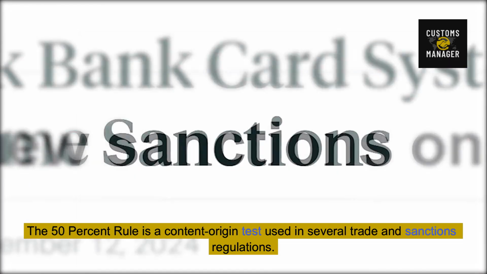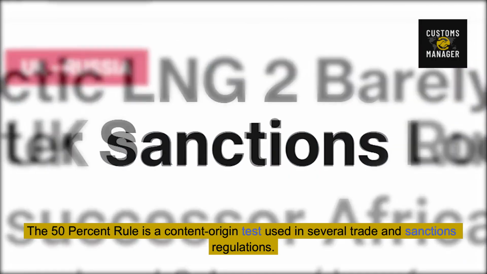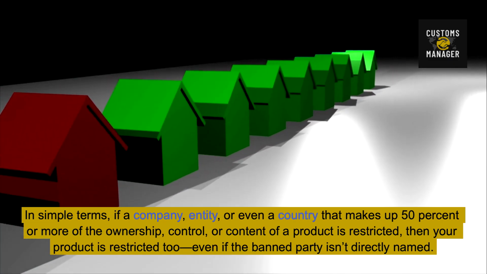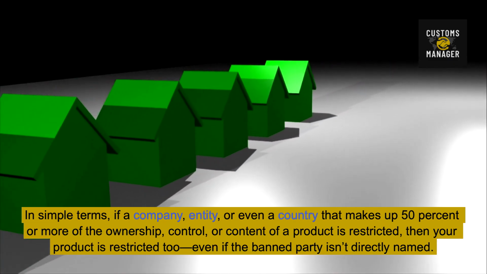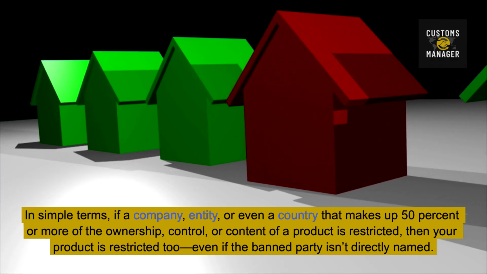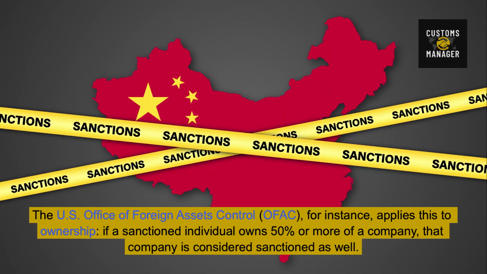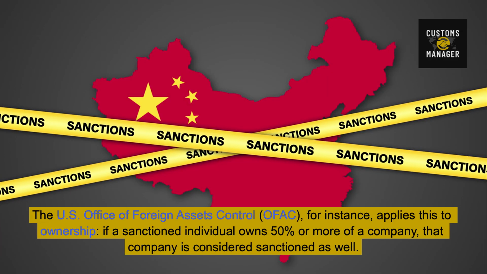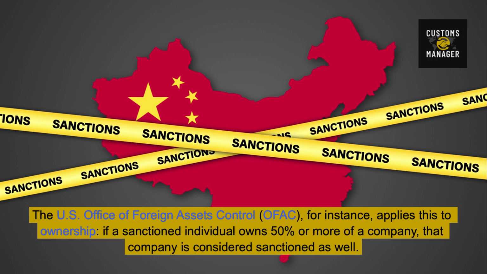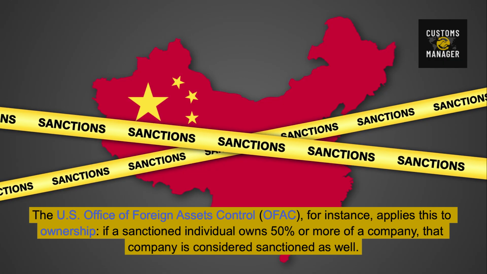The 50% rule is a content origin test used in several trade and sanctions regulations. In simple terms, if a company, entity, or even a country that makes up 50% or more of the ownership, control, or content of a product is restricted, then your product is restricted too, even if the banned party isn't directly named. The U.S. Office of Foreign Assets Control, OFAC, for instance, applies this to ownership. If a sanctioned individual owns 50% or more of a company, that company is considered sanctioned as well.